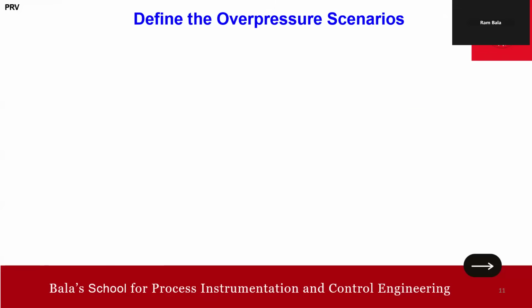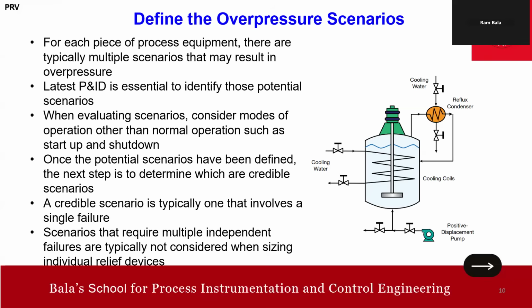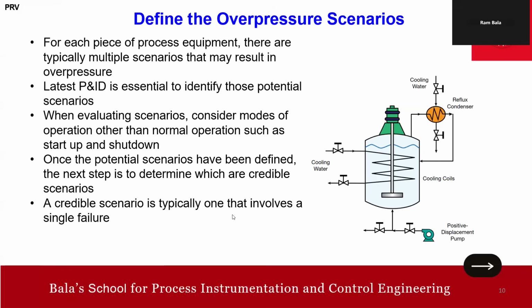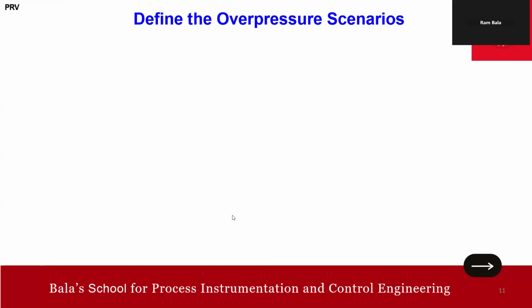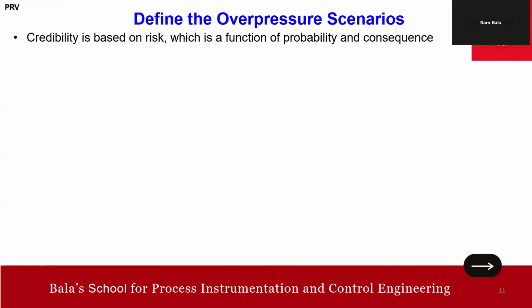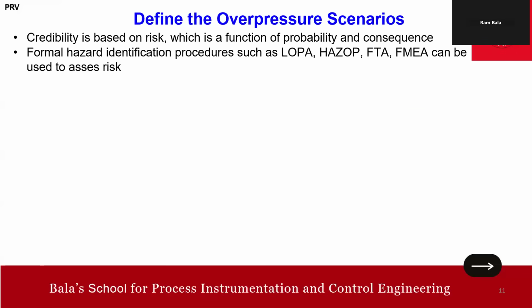Few more to add on. We talked about the credible scenario, which is typically the one that involves a single failure. Here, credibility is based on the risk, friends, which is a function of probability and consequence, right? I hope you agree. So for that, we have a formal hazard identification procedure, such as LOPA, HAZOP, FTA (fault tree analysis), and failure mode and effects analysis. All these can be used to assess the risk.